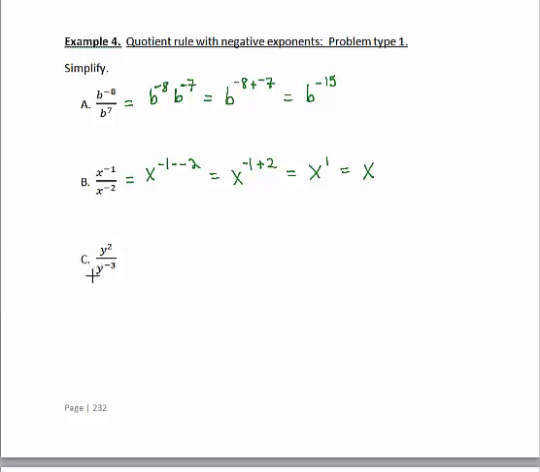Okay, part C of example 4. If we directly apply the quotient rule, then we could say I'll keep the y on the top with the exponent of 2, and I'll subtract the other exponent from it. And so one minus comes from the quotient rule, the other minus comes from the exponent itself. I end up with a 2 plus 3, minus minus is a plus, and then 2 plus 3 is a 5.